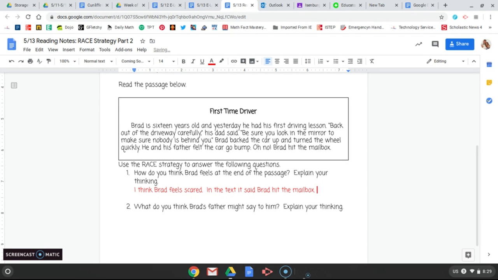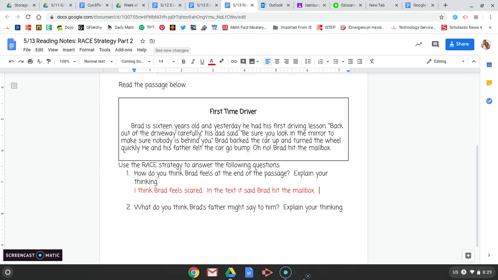Okay, so now I've cited my evidence. Now I need to do my explaining. I need to explain why or how I think Brad hitting the mailbox would make him feel scared. So I need to connect the text evidence to my answer. Okay, and I do that by explaining my thinking.